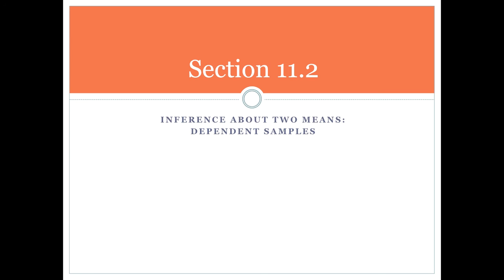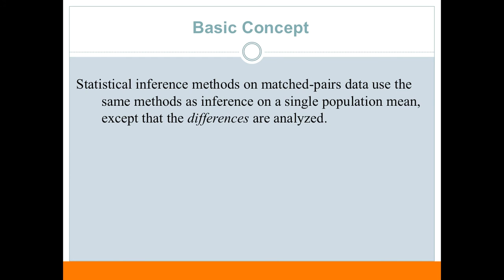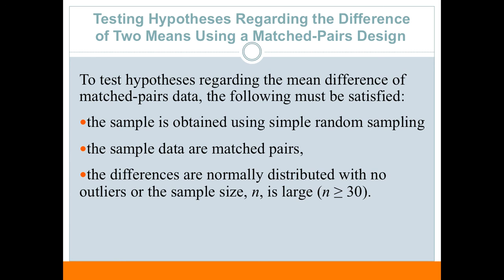Okay, now let's take a look at section 11.2, which is the same sort of thing, so confidence intervals, hypothesis testing, but this time we're going to talk about two different means. So 11.2 particularly talks about the inference of two means for dependent samples. So the basic concept is that statistical inference methods on matched pairs data use the same methods as inference on a single population mean, except that instead of just having one mean, we look at the differences.